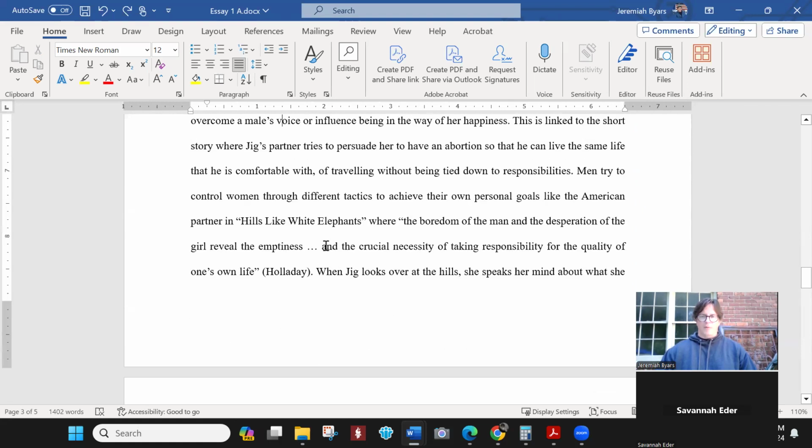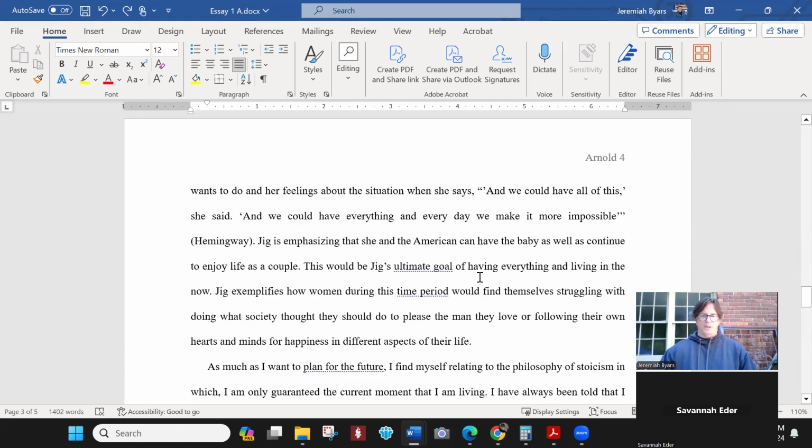Oh look, we have a correct usage of ellipses. We have a shortening of this quote. "The boredom of the man and the desperation of the girl reveal the emptiness and the critical necessity of taking responsibility for the quality of one's own life." All right, that's very good.